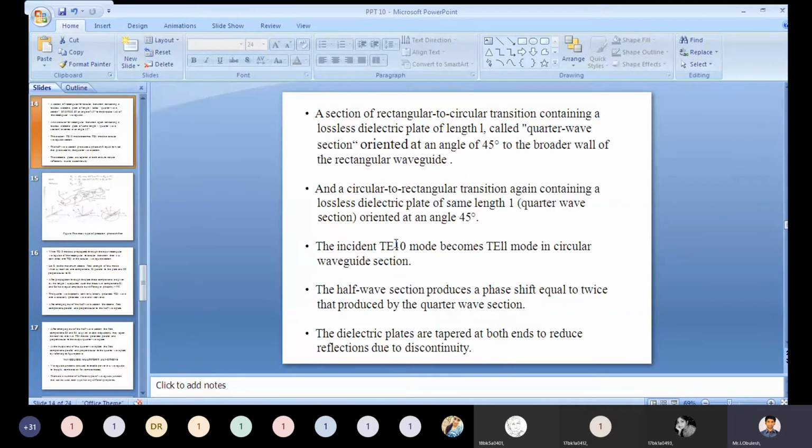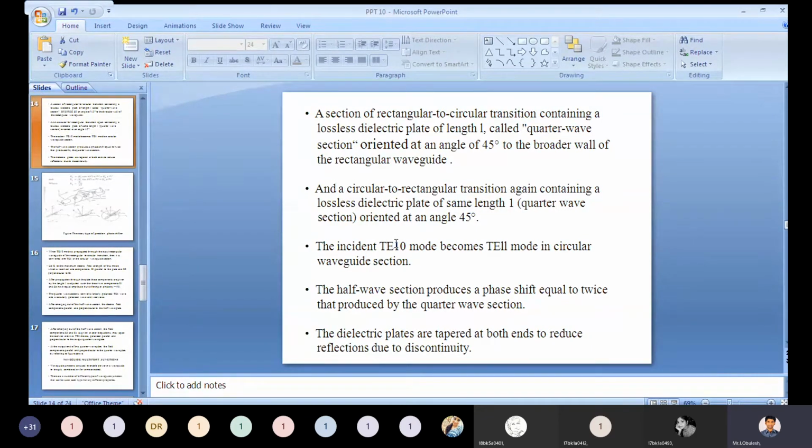A section of rectangular to circular transition containing a lossless dielectric plate of length l is called a quarter wave section, which is oriented at an angle of 45 degrees to the broad wall of the rectangular waveguide. And a circular to rectangular transition again containing a lossless dielectric plate of the same length l, which is oriented at an angle of 45 degrees.